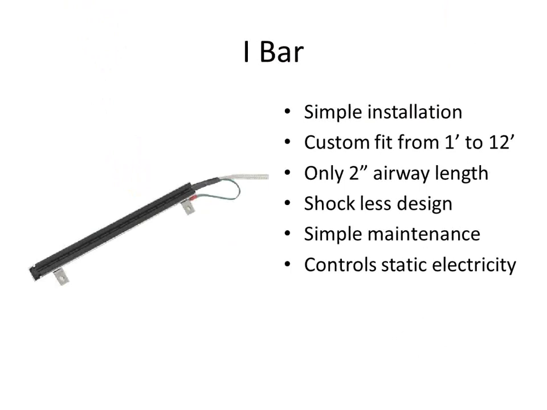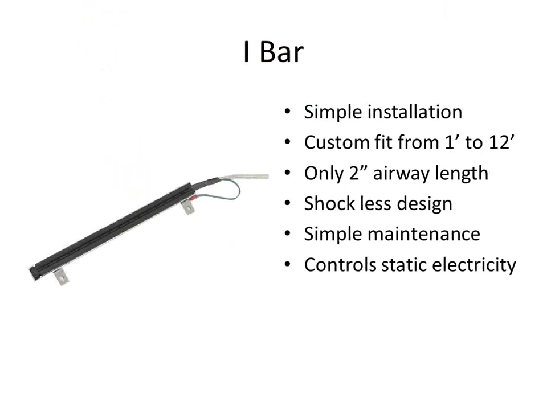The commercial version of it is called the IBAR. The installation is very simple. It comes from 1 foot to 12 foot. It only takes up 2 inches of airway length. There's absolutely no pressure drop. The best place to mount it is upstream of the coil, which I'll show you in a minute. It's simple maintenance, and also it controls static electricity. So if you have some server room applications where you need to control static electricity, you can do that.